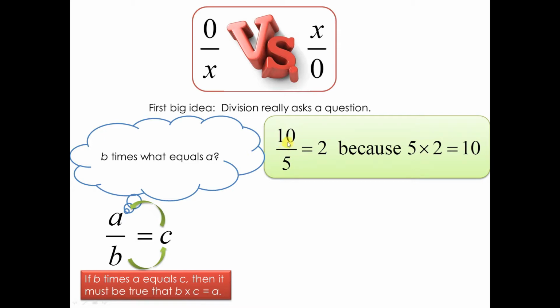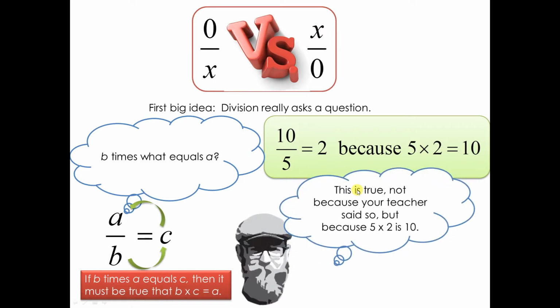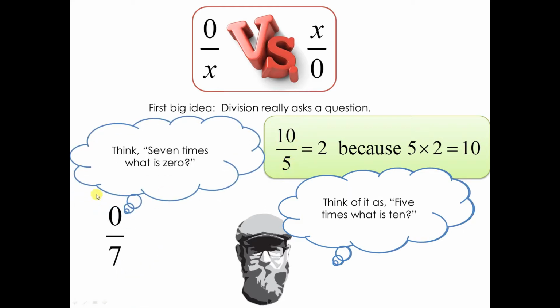5 times what is 10? 5 times 2 is 10. See, this is true right here, and it's not true just because your teacher said so or because that's what a calculator says. It's true because 5 times 2 is 10. 5, the denominator, times 2 equals the numerator. That's how it works. If you can start thinking, instead of thinking 10 divided by 5, if you can think 5 times what equals 10, all you have to do is ask the question that's written here in math and then answer it. So let's see how that works here.